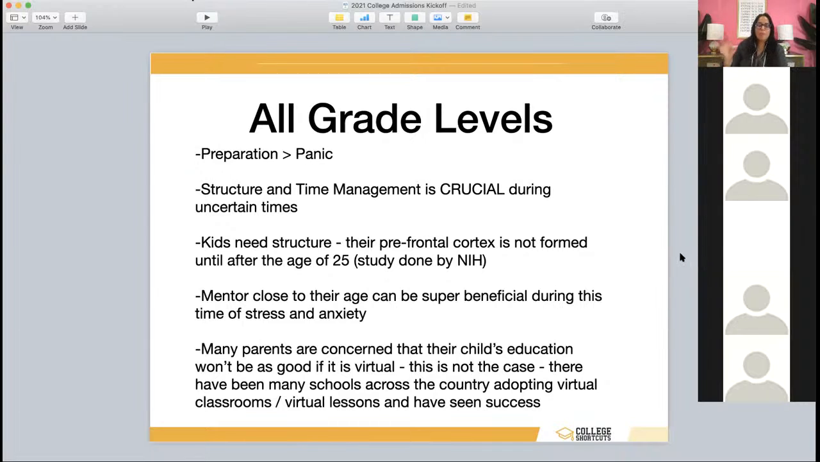Okay, so preparation is everything. Structure and time management is crucial during this time. I've seen what I call high-powered families, whose kids are getting internships, whose kids are on point, who have a coach, and they've had that since they started high school. Nothing changed just because of a pandemic. It was fascinating to see how the kids were still on track. The truth is, kids need structure. Their prefrontal cortex is not fully formed until after the age of 25. So for them to do it on their own all the time can be very challenging because their brain doesn't actually work that way. Having a mentor close to their age can make a really big difference.